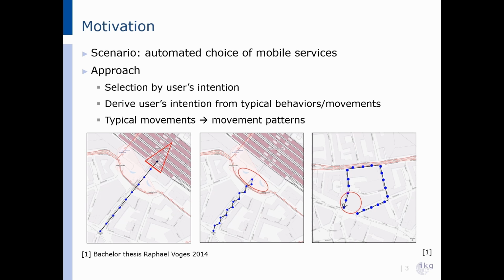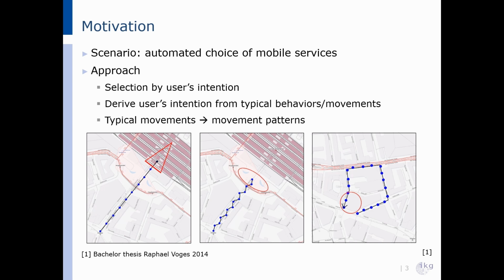One approach dealing with this problem is that we select the mobile services based on the user's intention. The question here again is, what is the user's intention? Maybe we can derive the intention from typical movements or typical behaviors, which are somehow encoded in the movement patterns we want to find. Looking at the images below, here we see three different scenarios.